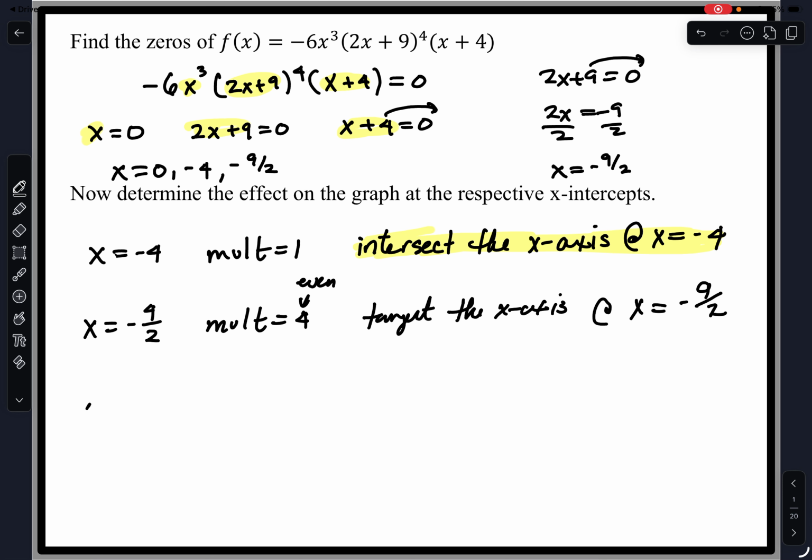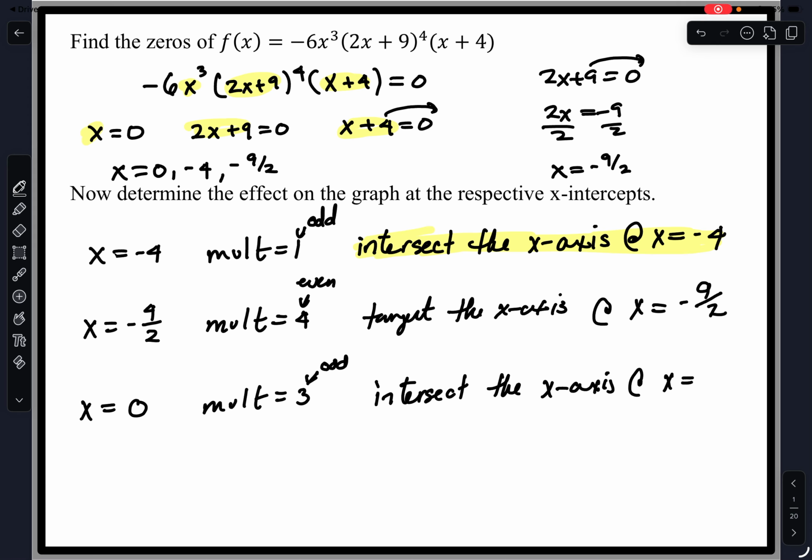And then finally, we have our last zero, which is 0. Since we got that solution of x equals 0 from this factor, and that's being raised to the third power, the multiplicity is 3. And just like the first one, because this is an odd multiplicity, the effect it's going to have on the graph is that at that location, the graph is going to intersect, meaning it's going to move across the x-axis at that value.